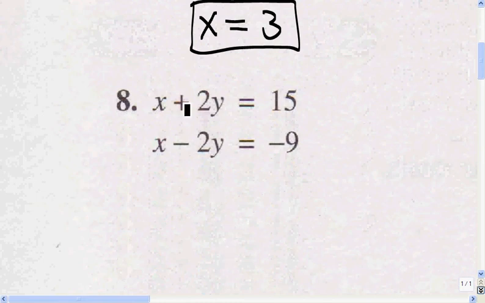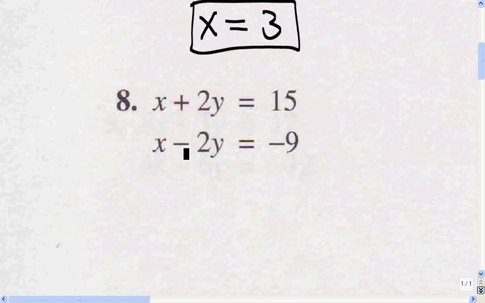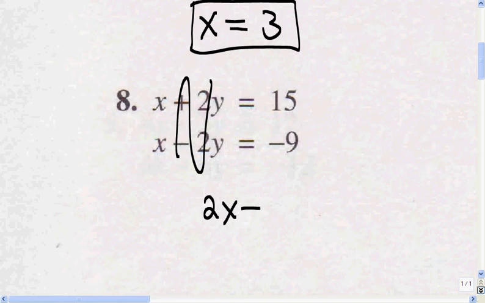Here again, we have x by itself without a variable, so I could use substitution, but since I also have a positive 2y and a negative 2y, the easiest thing to do is just to cancel these out, right? Because the variable is the same and the signs are different, so I'll just cancel that out and add these two x's, that gives me 2x, and subtract the 15 minus 9, that's going to give me 6, because when I add 6 to 9, I get 15.